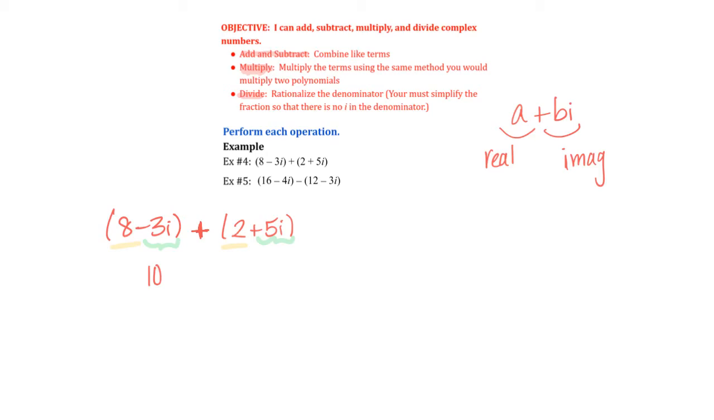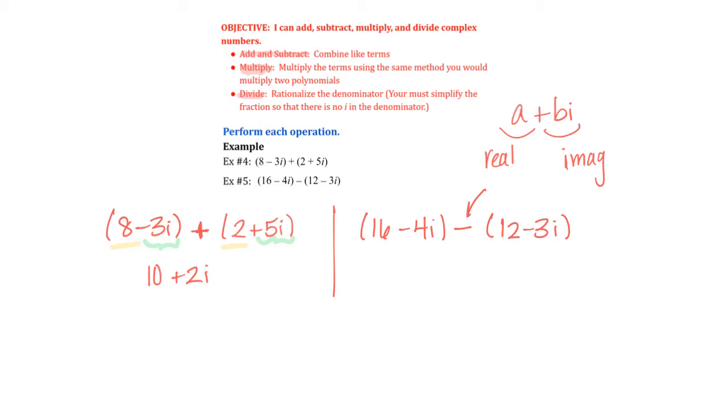So 8 plus 2 gave me 10. Negative 3i plus 5i is going to give me a positive 2i. And that's it. Example 5, you are subtracting 16 minus 4i, and you're going to take away 12 minus 3i.